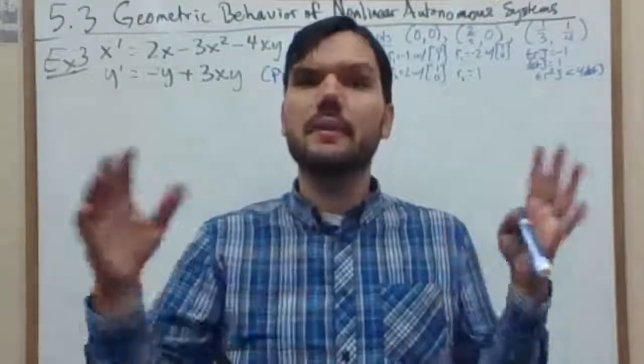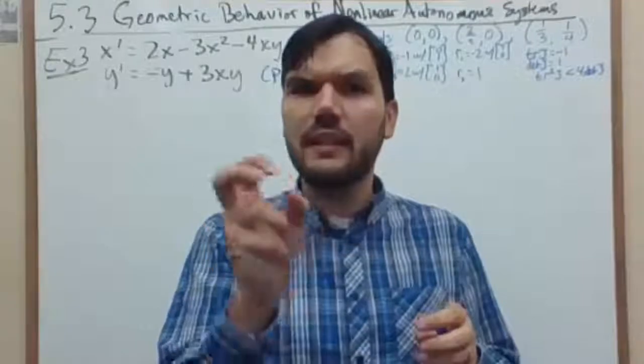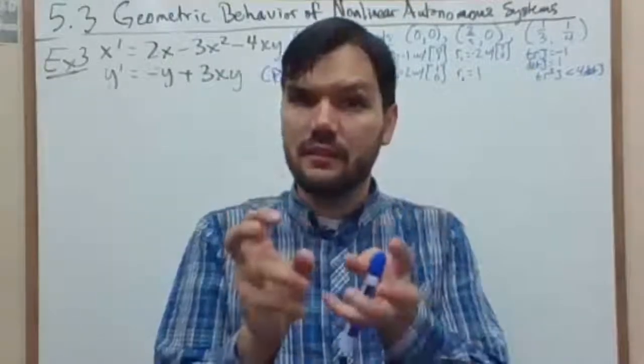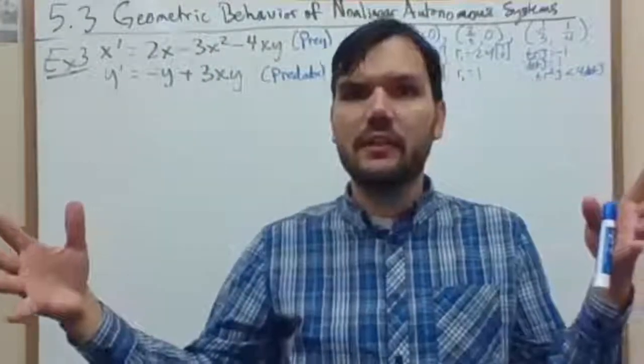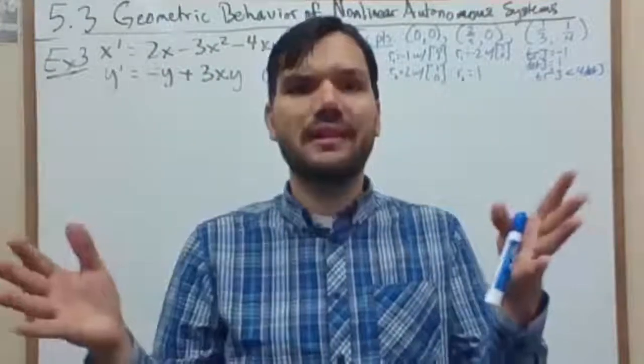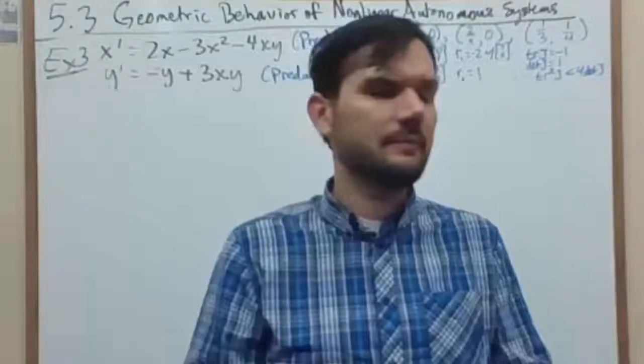Now we'll look at the big picture and graph the analysis that we've done at each of these equilibrium points, the linear or local analysis, to the global behavior, and look at how the phase plane then relates to the two solutions for the predator and the prey.